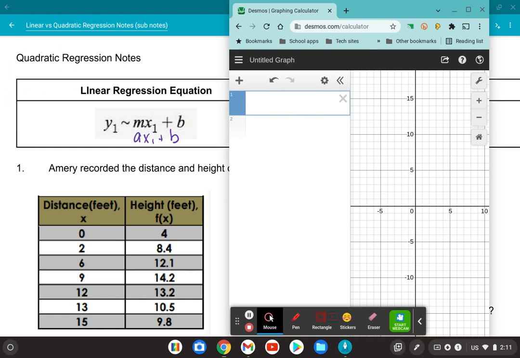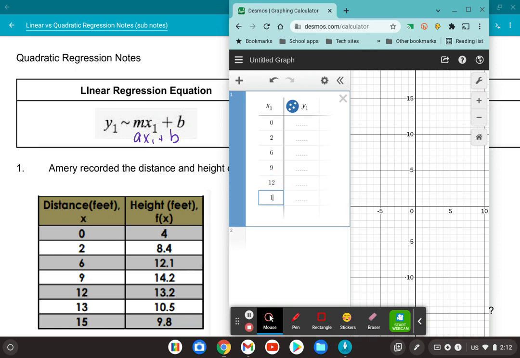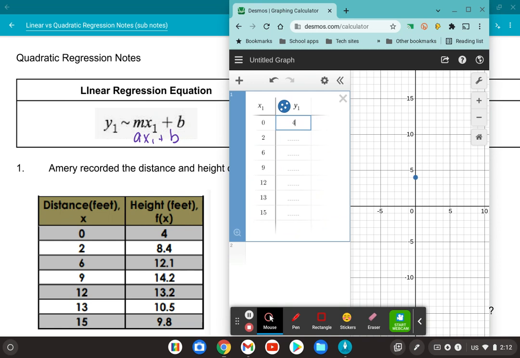So we're going to write it. And we're going to go to plus, we're going to go to table, and we're going to start putting all of those numbers in. So everything in the left-hand column is going to go in the first box. Right-hand column goes on the right box. So if we do 0, 2, and then y's.